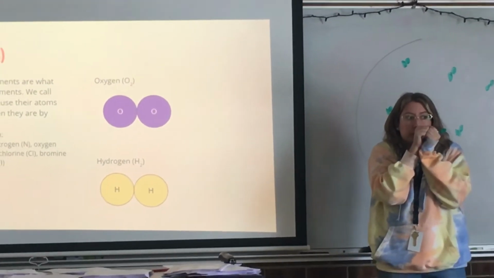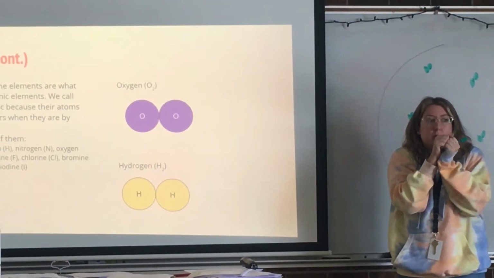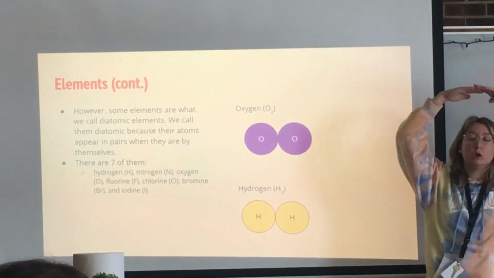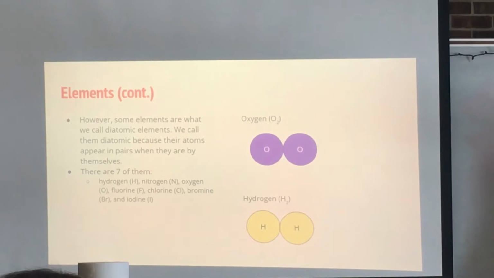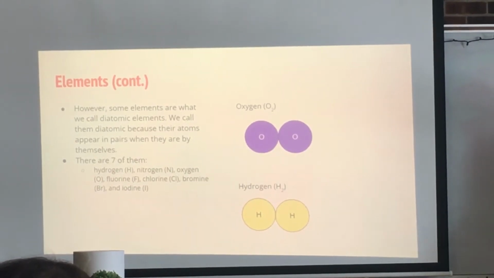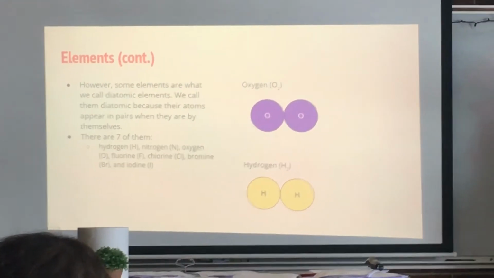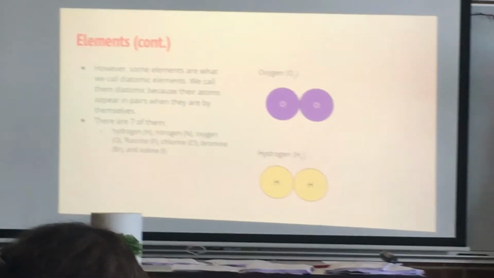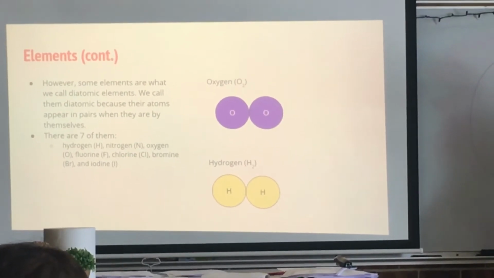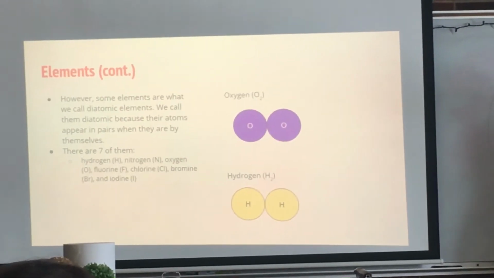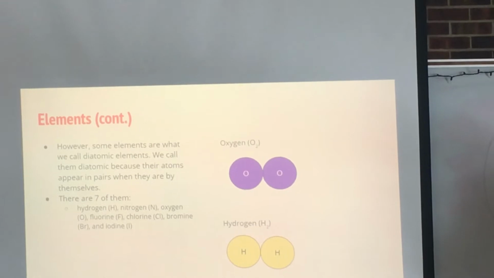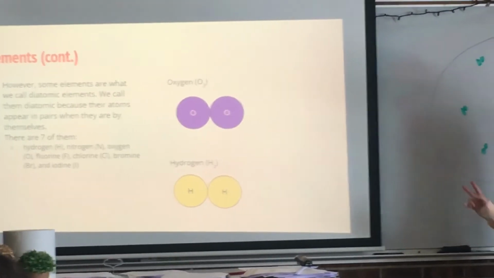Okay? Are we good on elements? They can be monatomic or they could be diatomic, which means they could be alone or they could have a pair. But if they have a pair, they have to be the exact same to one another. They gotta be twins.